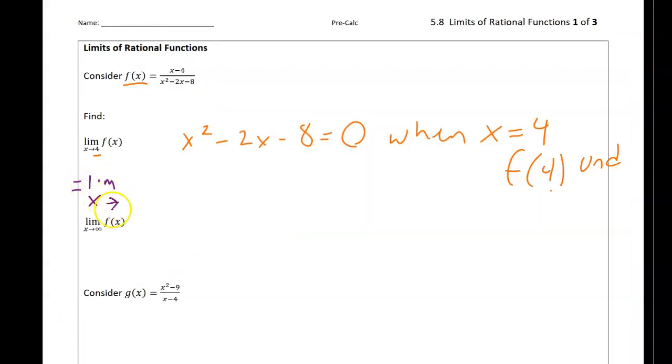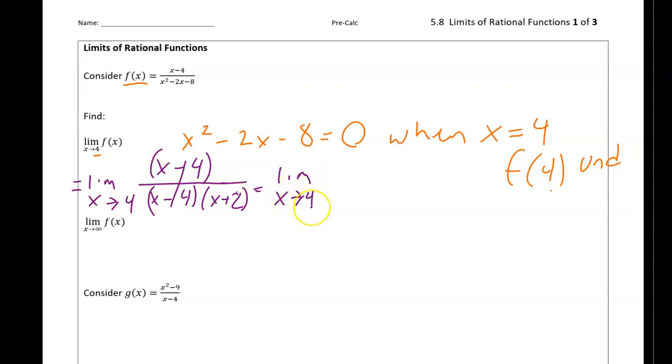So I'm going to note that my limit is going to be the same limit if I factor the bottom, right? So that gives me x minus 4 times x plus 2, because 2 times negative 4 gives me a negative 8, and 2 plus negative 4 gives me a negative 2, right? And then I'm going to say, well, these two factors cancel out, so my limit as x approaches 4 is equal to the limit as x approaches 4 of just 1 over, and then I can plug in my 4.